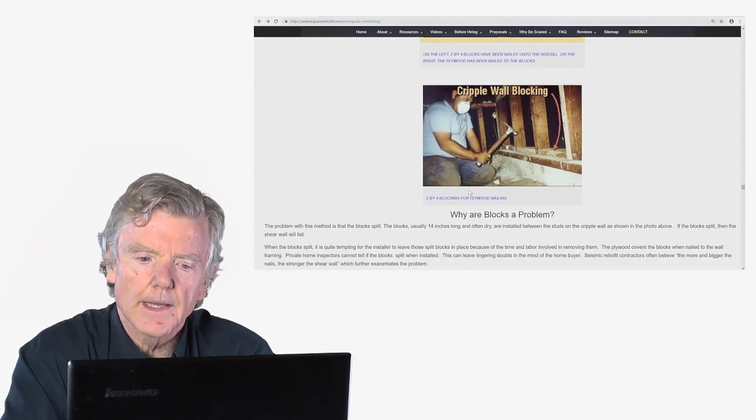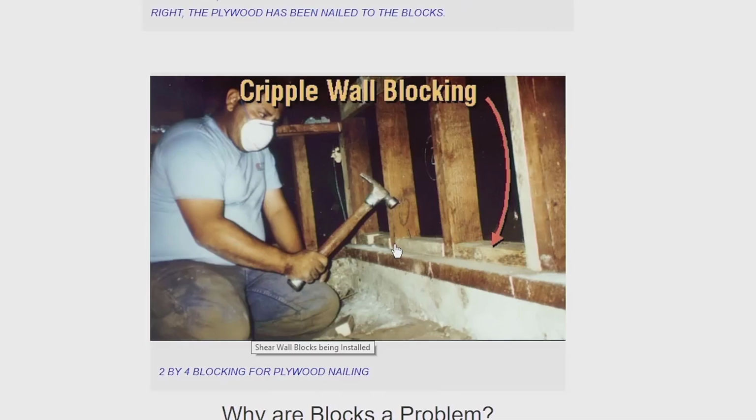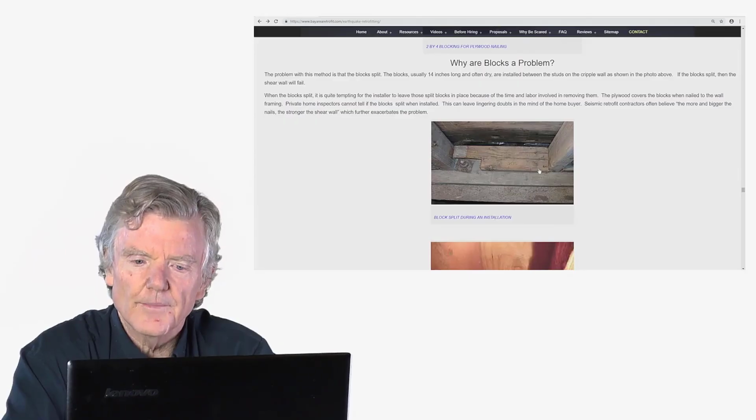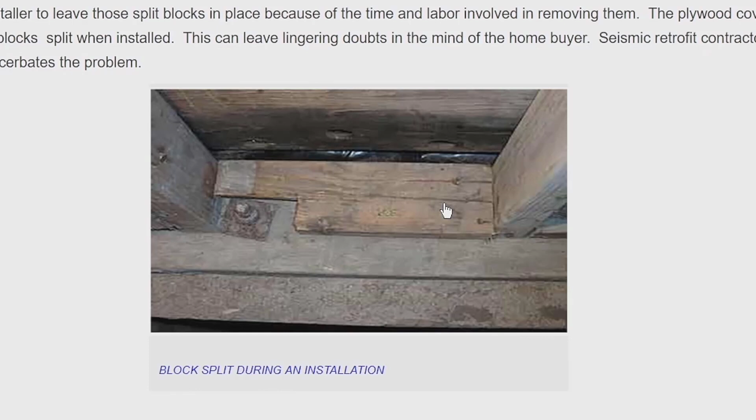Here's an example of a guy putting in some blocks. So here's the blocks that he's putting in. Here's the studs right here. That's where the plywood is going to go on top of this cripple wall. These are the cripple wall studs. Then we're putting these 2x4s in, and then we're going to nail the plywood to these blocks. So the problem is you can see how they split. So that's the issue. When you put in nails, the blocks split, and then naturally that compromises the retrofit.